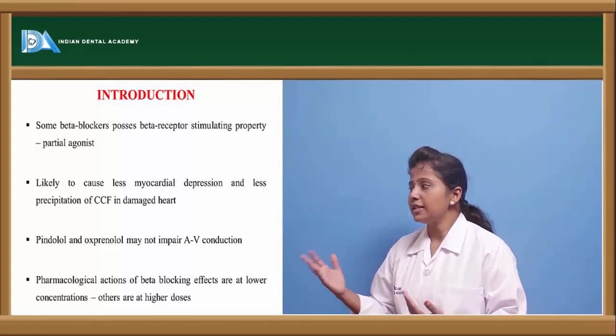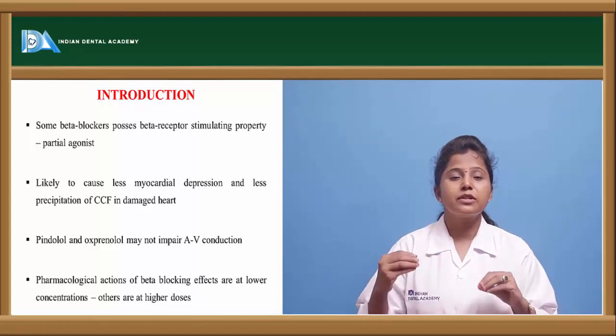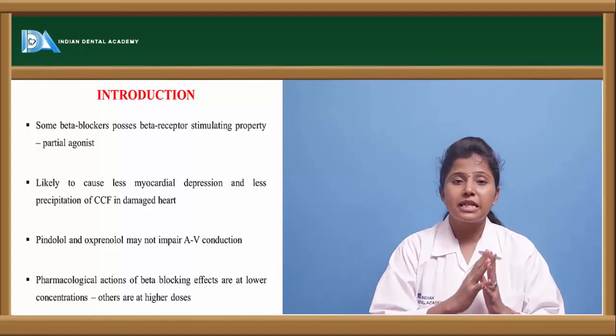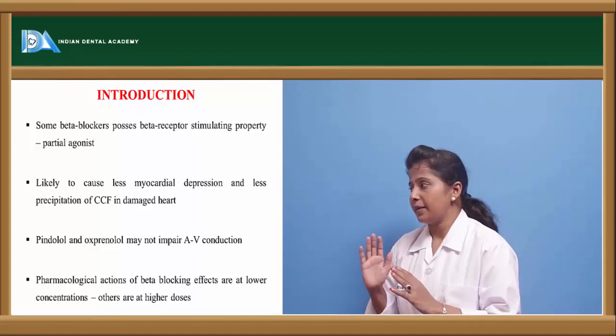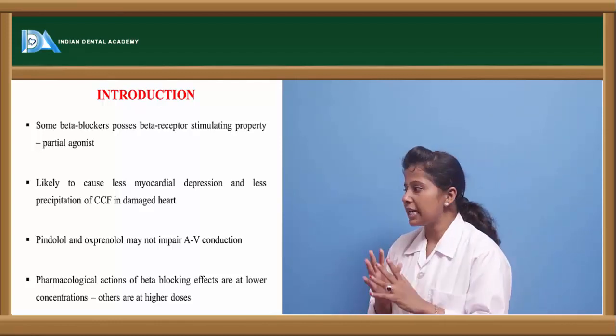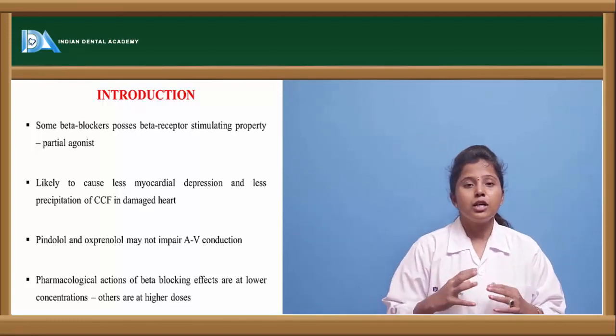So that is the reason the antagonistic action of these drugs depends upon the selectivity towards the beta 2 receptors and the location of the beta receptors where it is present. And it is likely to cause myocardial depression and less precipitation towards CCF. So what does this mean?